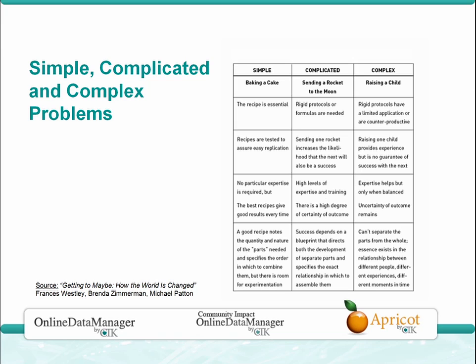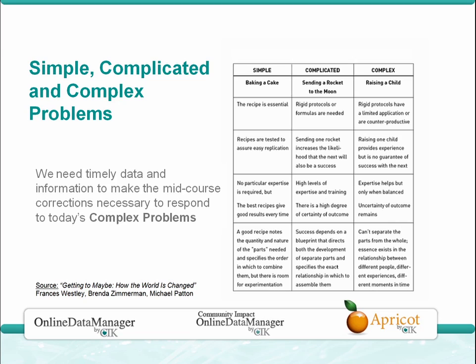The third level of problems are complex. And this is the world we revolve in, of complex problems like raising a child, like helping a family become financially stable, whatever that may be. And with complex problems, the variables do not always act the same and the environment changes. So it doesn't work well to have one model that fits everyone. We need to have the data and timely information so we can make those mid-course corrections to respond to changes in complex problems. Because not everyone will come into our program and come out the same way because of the variables. So that's why data and mid-course corrections are so important.